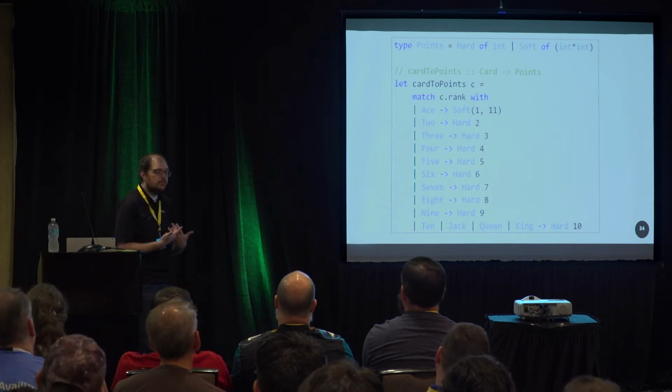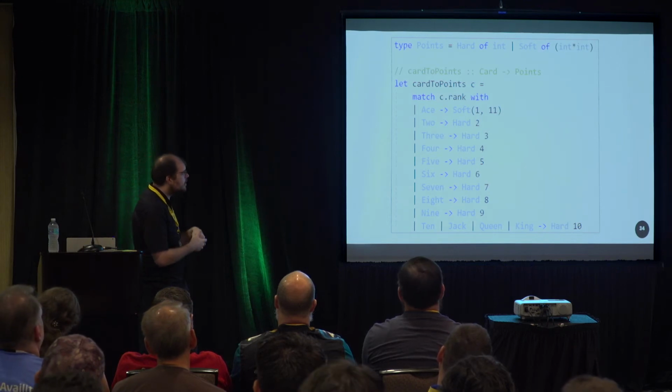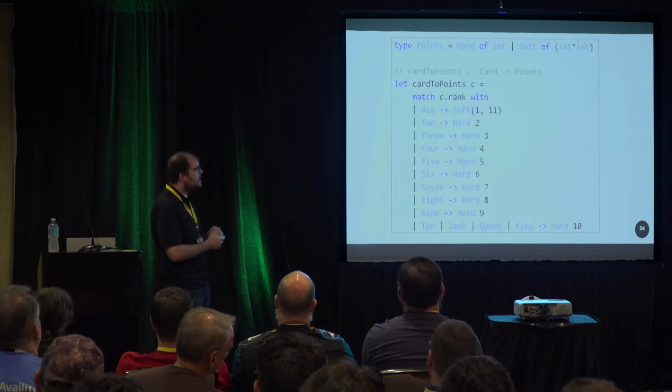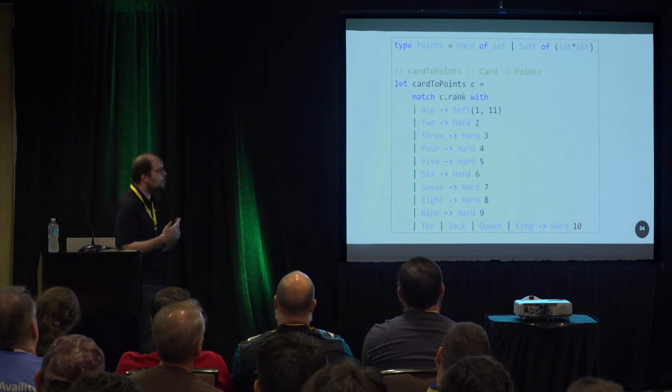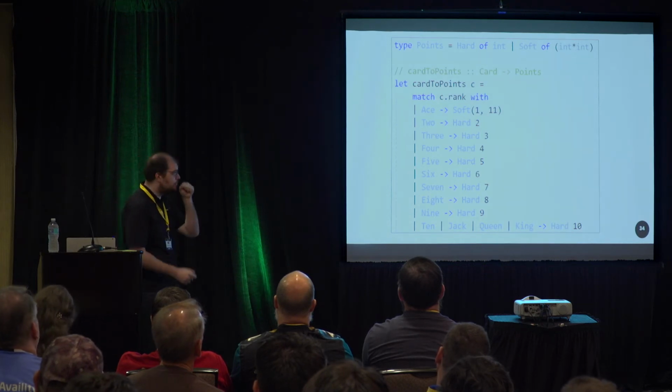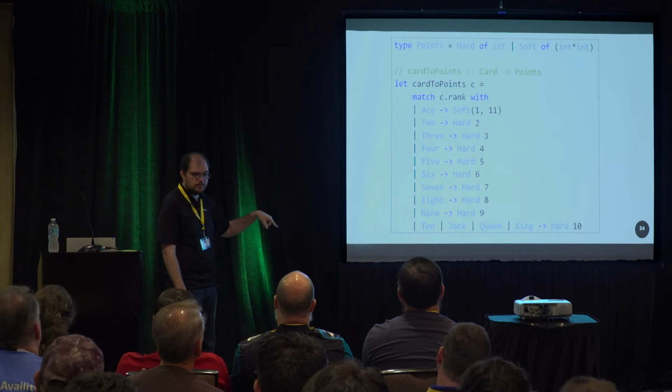So that's all that really means. And so I write this little function called card to points. What it does is it says that if you give me a card, I'm going to return you back the points. And then I do some pattern matching here.